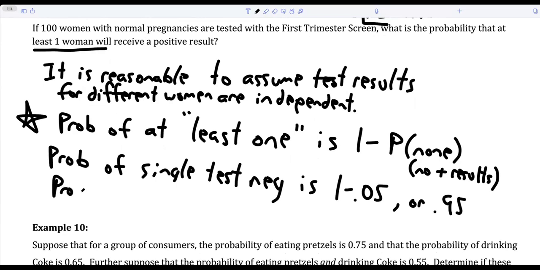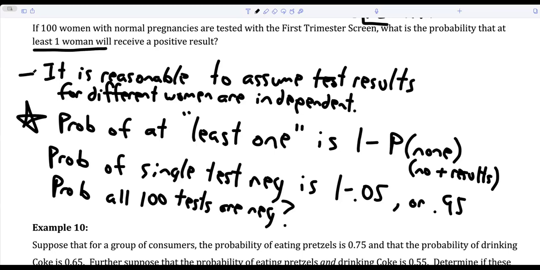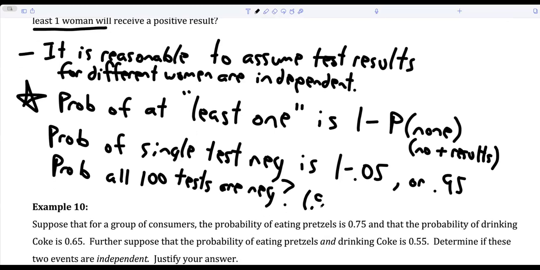So now what is the probability all 100 tests are negative? Okay, it would be 0.95 raised to the 100th power because we established that they are independent of each other. So put in 0.95 raised to the 100th power. And we get, that should be like 0.0059.